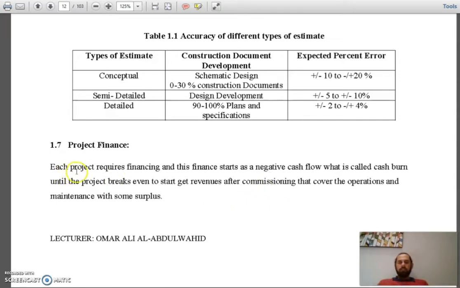Each project requires financing, and this finance starts as a negative cash flow, what is called the cash burn, until the project breaks even and starts to get revenues after commissioning. I will show you now in the graph below. Commissioning that covers the operations and maintenance with some surplus.